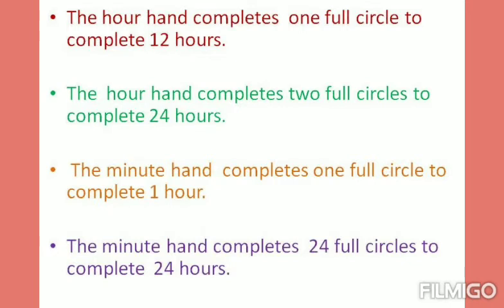If it completes one full circle, then 1 hour has passed. After completing one circle, the minute hand moves from 3 to 4. Then 1 hour has passed. Therefore, to complete 24 hours, the minute hand has to complete 24 full circles. Then only 24 hours will be completed. That is, 1 day will be completed. Okay.